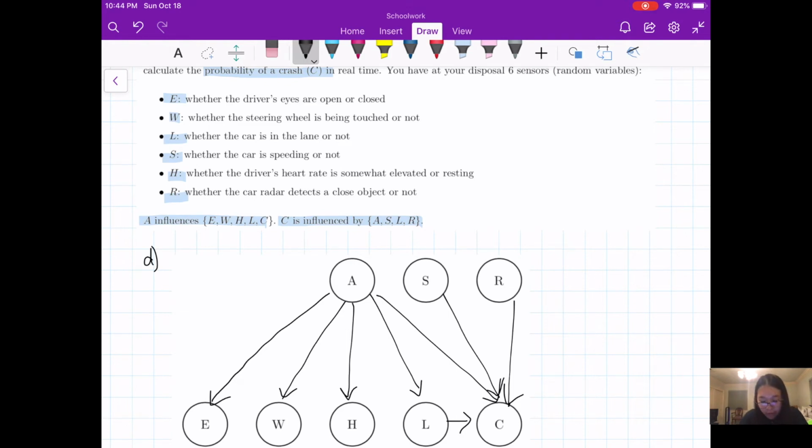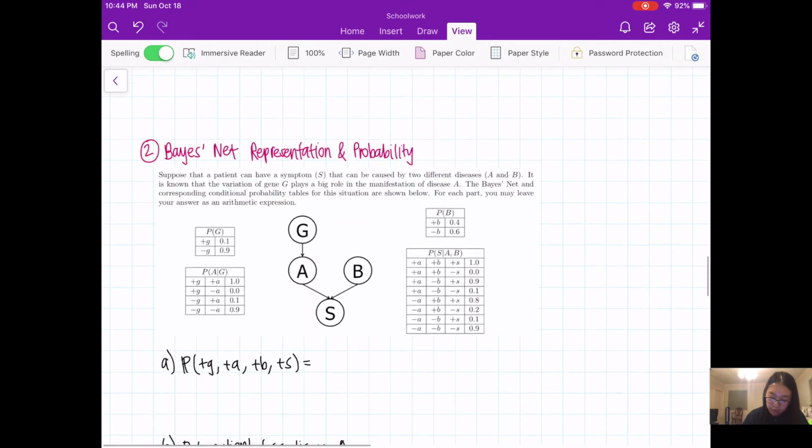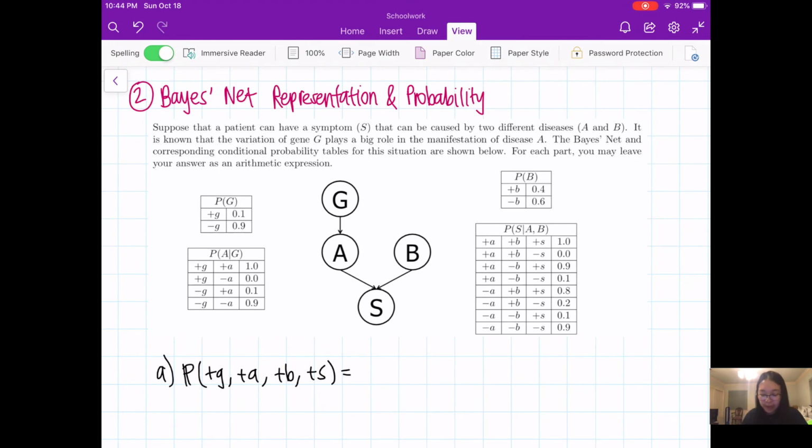Usually they won't tell you this as explicitly, so that would be what you're interpreting the most. But for this one, we want to focus on the translation, which is why everything was given super explicitly. So that basically wraps up problem 1. Now we will move on to problem number 2, which is more probability focused. We are given this Bayes net and these probability distribution tables, and we want to use these values to calculate different probability values.